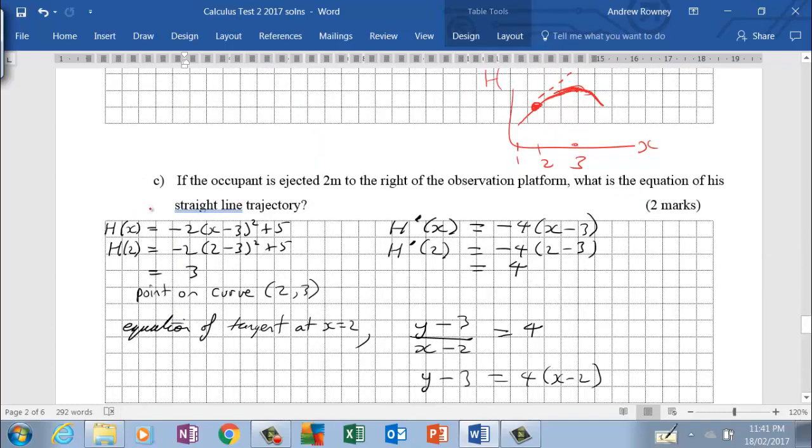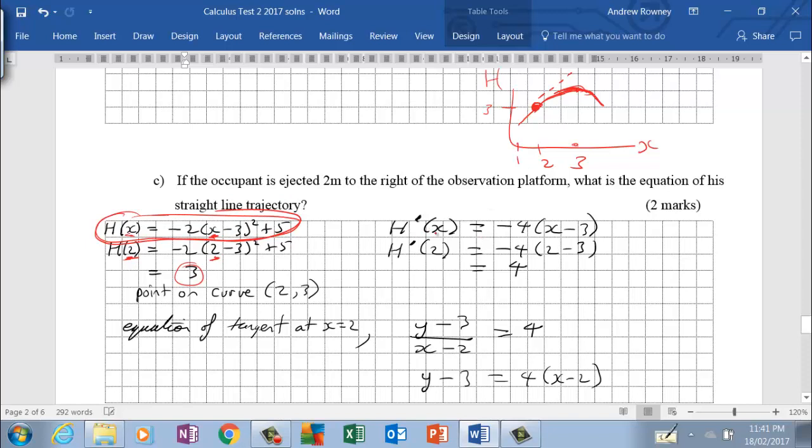So here is the height of the roller coaster written again. Now we want to know what is the height when he's 2, so you put 2 wherever x is. Instead of x you put 2 there. If you work all that out, it'll give 3. So that means a point on the curve is 2, 3. So it's across 2 and up 3. That's the point on the curve, because that is the curve of the roller coaster.